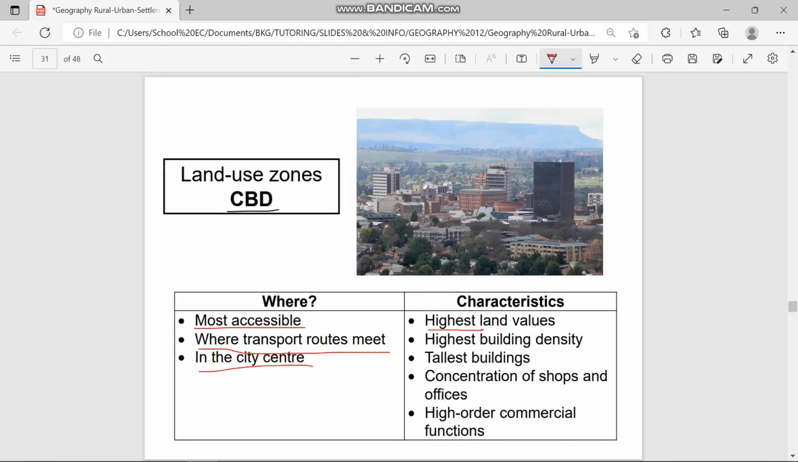Characteristics: highest land values. There are the highest land values in the CBD. There is the highest building density. As I said, there are higher buildings, the tallest buildings, skyscrapers. You find them in the CBD. Concentration of shops and offices. There are more shops and offices in the CBD. High order commercial functions. Okay, they are high order commercial functions. They are high functions that are making money. Okay, yes, that's it.